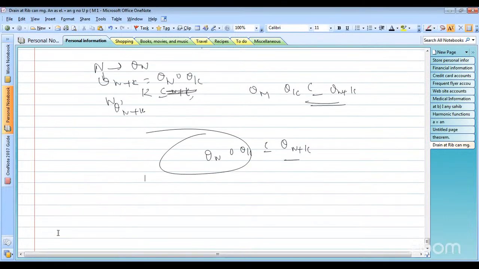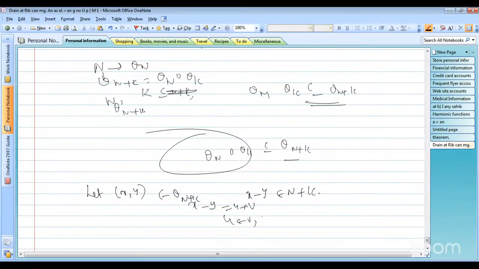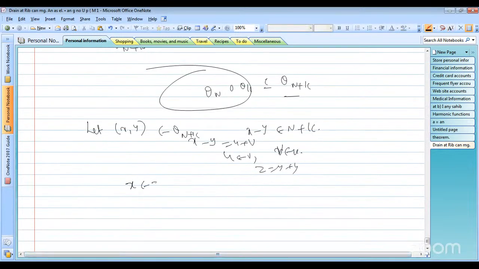But even though the condition has been satisfied, you can take the other way: let (x, y) belongs to theta n plus k, we are taking here. Then x minus y belongs to n plus k. So this value is in n plus k, and x minus y is equal to u plus v, for some u belongs to n and v belongs to k. So therefore z is equal to y plus u, I am taking here. So z is equal to y plus u, with u belongs to n and v belongs to k.